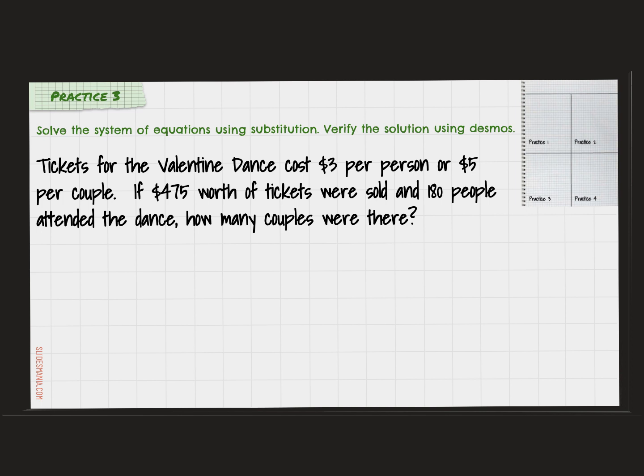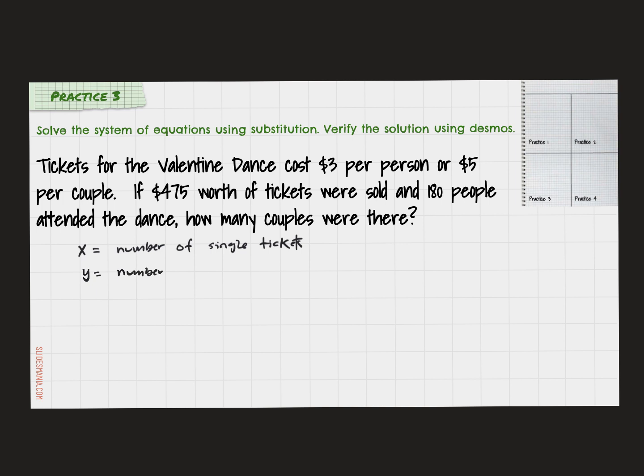Okay, so the first thing we're going to do is define our variables, meaning we're going to say x is equal to number of single tickets. Okay, and then y is going to be number of couples tickets.